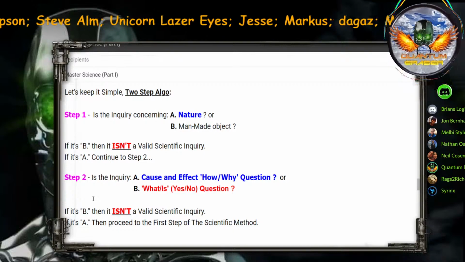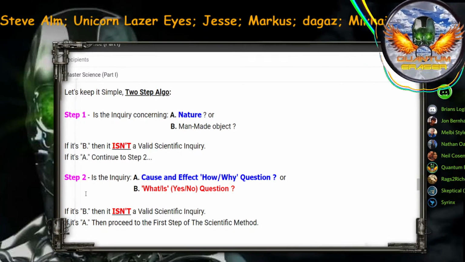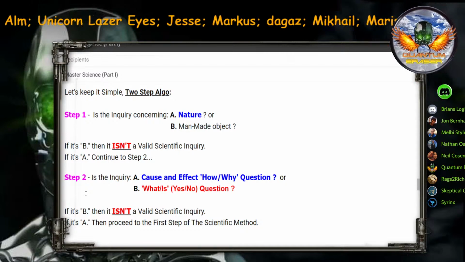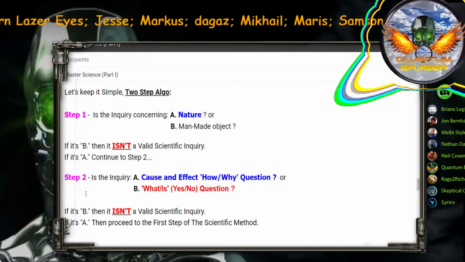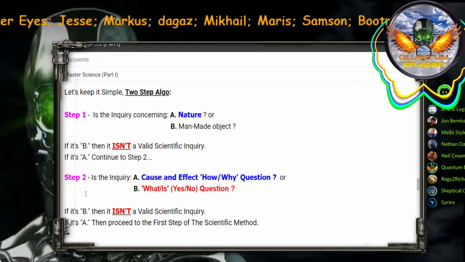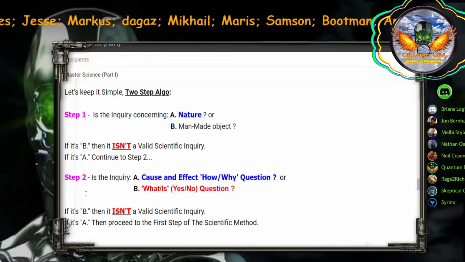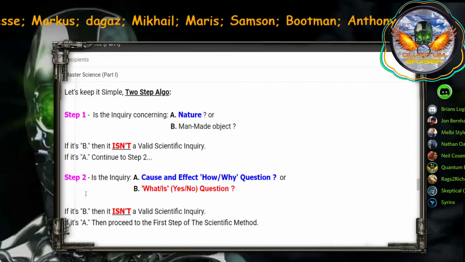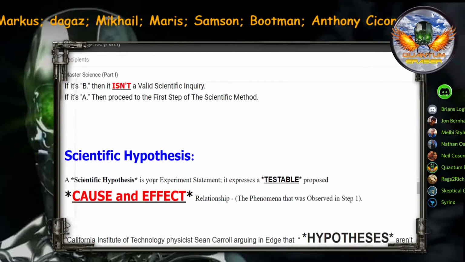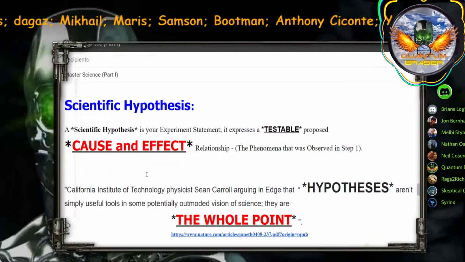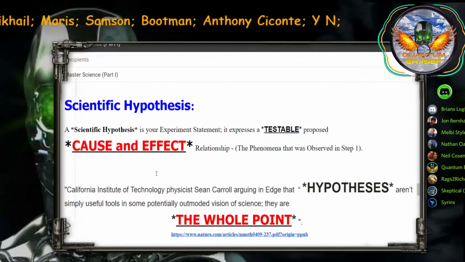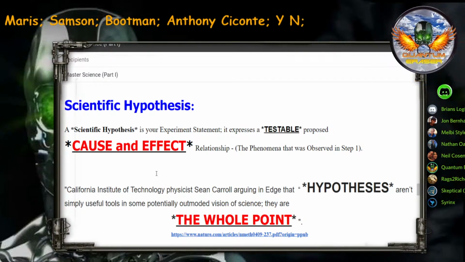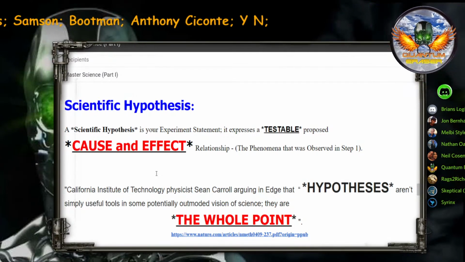Step two, is the inquiry A, cause and effect, how, why question, or B, a what is, yes or no question? If it's B, then it isn't a valid scientific inquiry. I'm going to show you why. If it's A, then proceed to the first step of the scientific method. So, why? Well, scientific hypotheses, that's why. A scientific hypothesis is your experiment statement. It expresses a testable proposed cause and effect relationship, the phenomena that was observed in step one.